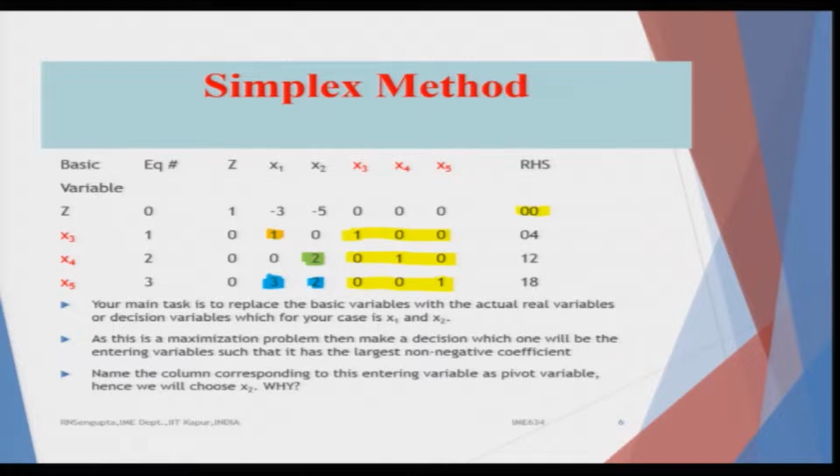Now, we will choose x2. The reason is very simple, because addition of x2 would increase your objective function by 5 units, while addition of x1 will increase your objective function by 3 units, because it is a maximization problem. So, x2 should be the entering one. Now, let us see who will leave, because if x2 comes it will push out one. So, let us see who that one is.